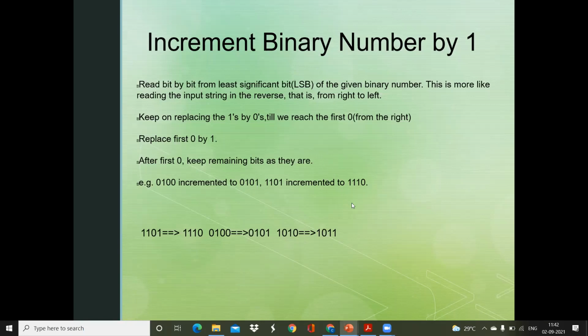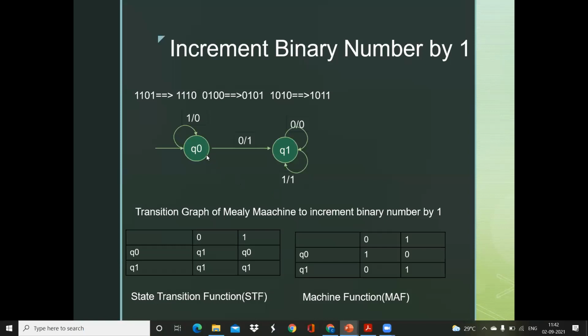The same thing you could see here. When your Q0 state receives 1, any number of ones, it will generate the output 0. And when it receives 0 as an input, it will generate output 1. And because this is your first 0, all ones you replace with 0, because when it goes on reading 1, it will keep producing output 0.